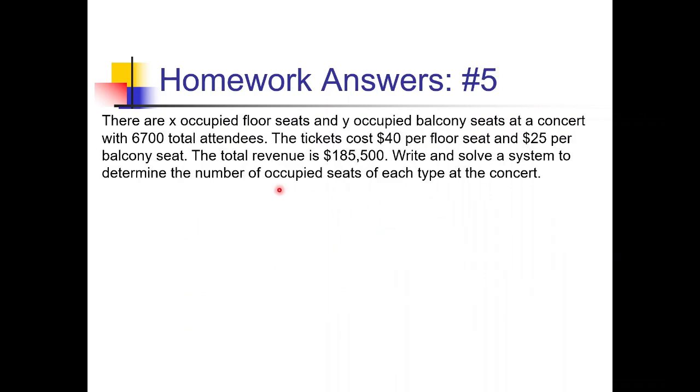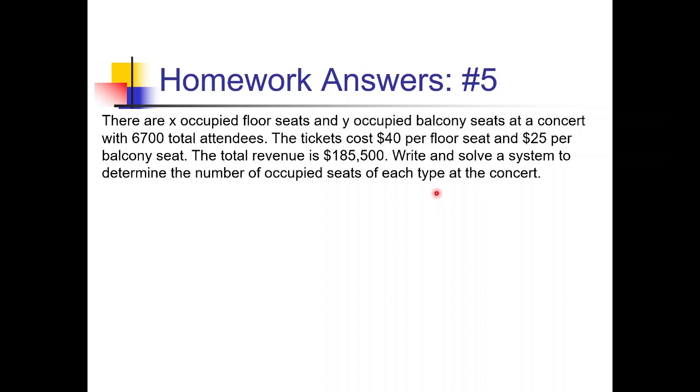For this problem, we've got a word problem going on. There are X occupied floor seats and Y occupied balcony seats at a concert with 6,700 total attendees. The tickets cost $40 per floor seat and $25 per balcony seat. Total revenue is $185,500. Write and solve a system to determine the number of occupied seats of each type at the concert.